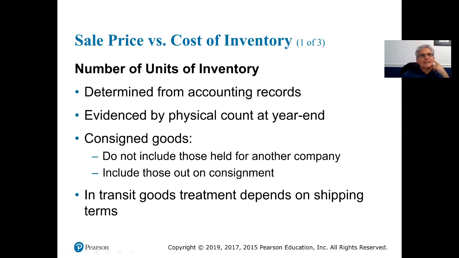Continuing on with discussing the sales price versus the cost of inventory. For the number of units of inventory, we have to take into consideration some things that may not be so obvious, especially when we're first learning. So the number of units of inventory would be determined from the accounting records. It is evidenced by a physical count at year end. If you've ever worked for any merchandiser or a company that sells items, you know that at the very least once a year, you are taking a physical inventory of all your merchandise.